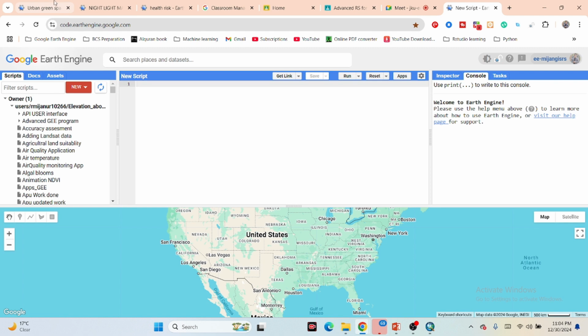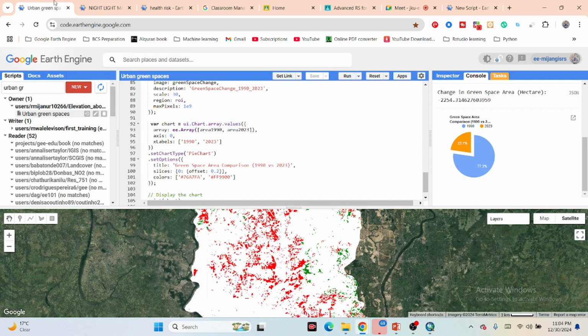Okay, so first of all, urban green space. We will discuss how we can write the code.